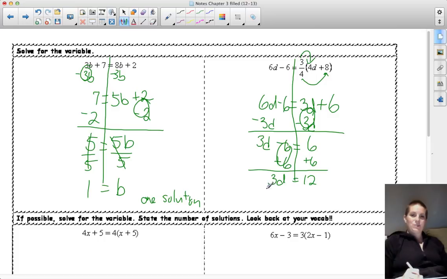Now we undo that multiplication with a division. Divide by 3 on the left. Whatever I do on the left, I must also do on the right. 12 over 3, so that I get D is equal to 4. Again, I ended up with one solution.